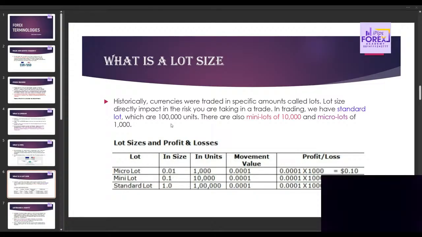Now for micro lots, what you will use on your MT5. Don't forget MT5 is where you place trades. It is on your MT5 that you will choose the lot size that you want. On your MT5, what you will use if you want a micro lot is what? 0.01. And if the market should move 1 pip in your favor with a micro lot of 0.01, you will make what? 1 cent. The calculation is there already on your screen in units, movement value.